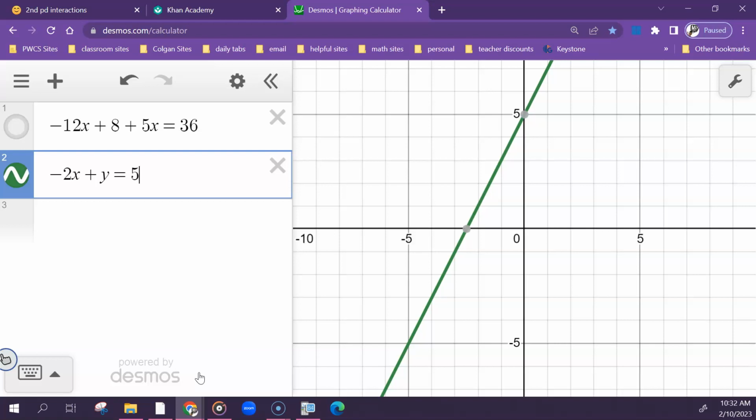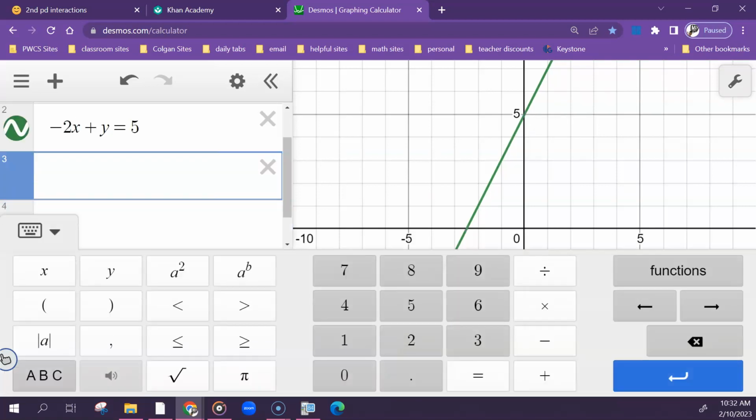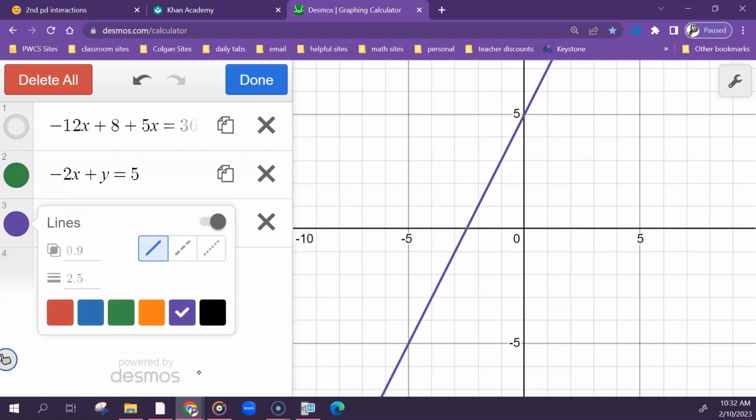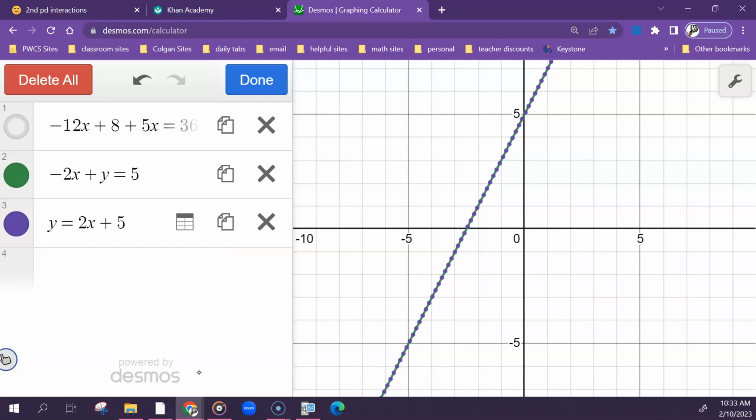Because I could say my y-intercept is 5. I could count my slope. My slope is 2. So my equation for y should be 2x. Y equals 2x plus 5. I could check that just to make sure. If they graph over top of each other, which they did, then I know that's the same thing. So you could use it to check yourself. If you know what you're looking for, you could also use Desmos there. Questions so far?